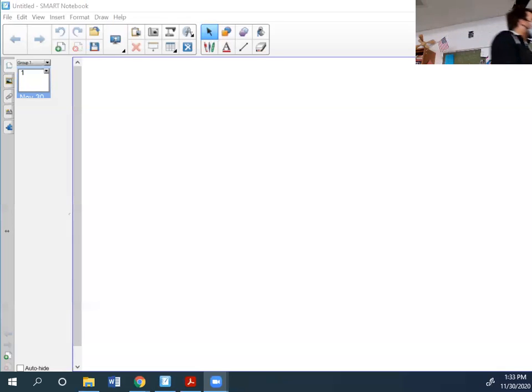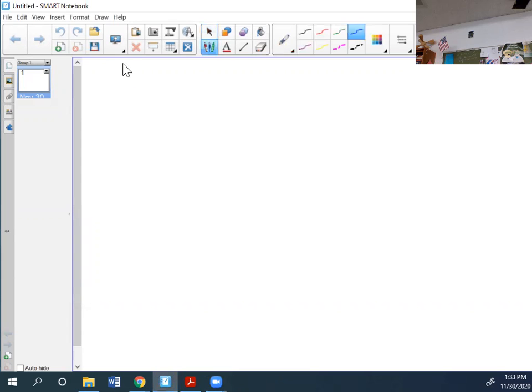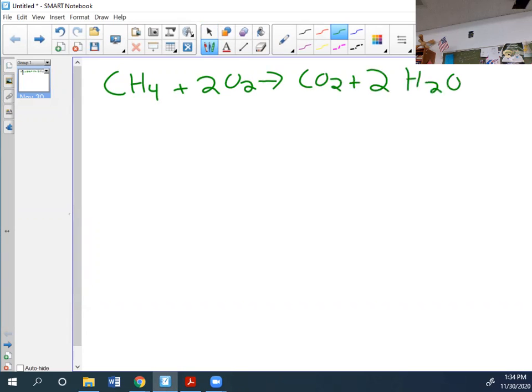So today we're gonna work this out. The equations are at the top. It says how many liters of carbon dioxide are made from 6.55 liters of methane at STP. So our equation was CH4 plus 2O2 yields CO2 plus 2H2O.